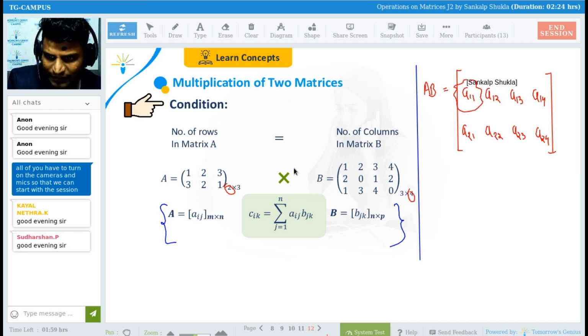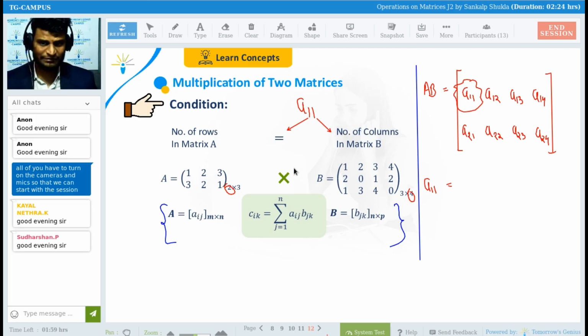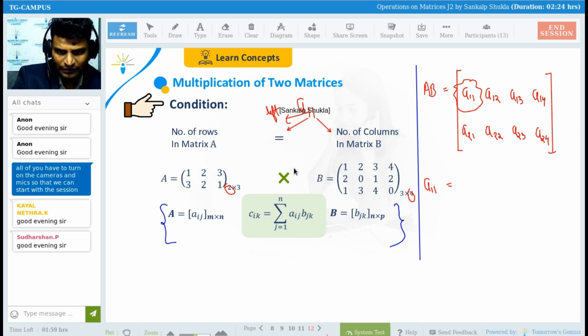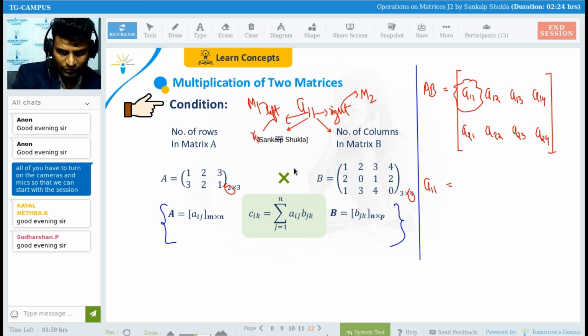The first element is A11. How am I going to do that? If I talk about A11, there are two numbers. The first number is always on the left side and the second number is on the right side. Left represents your matrix 1 and right represents your matrix 2. Again, left represents your row and right represents your column.